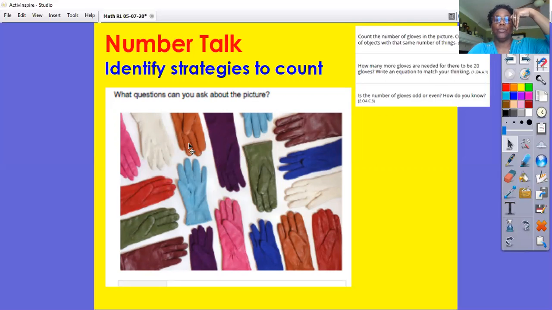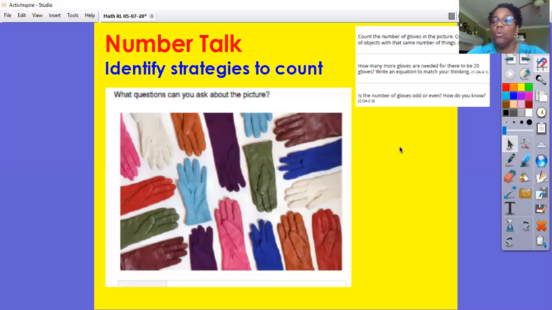1, 2, 3, 4, 5, 6, 7, 8, 9, 10, 11, 12, 13, 14, 15, 16, 17, 18. So we have 18 gloves. I would like for you to think of other ways that you could count those. How many more gloves are needed for there to be 20 gloves? Write an equation to match your thinking.